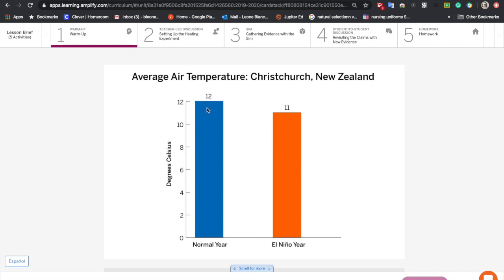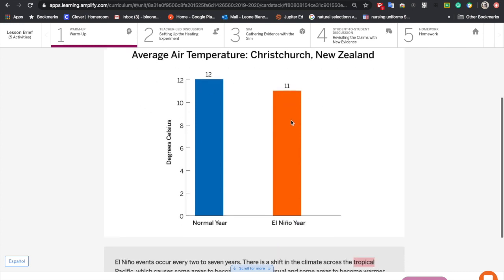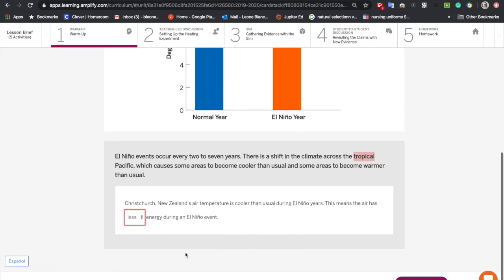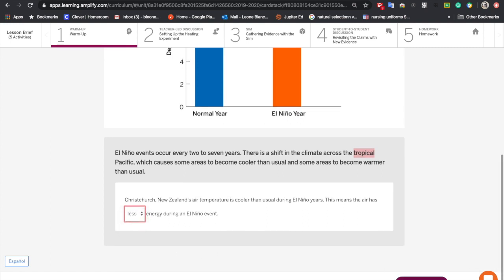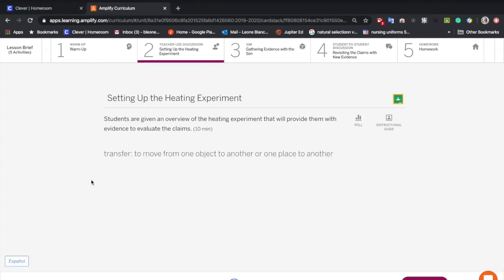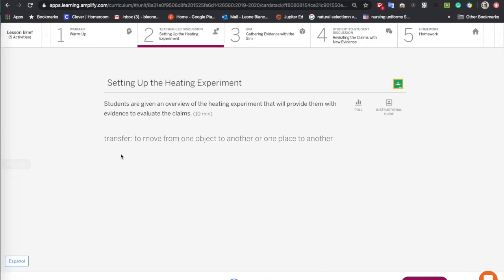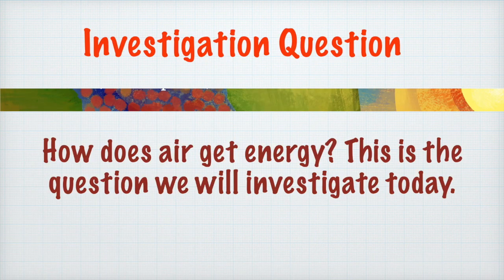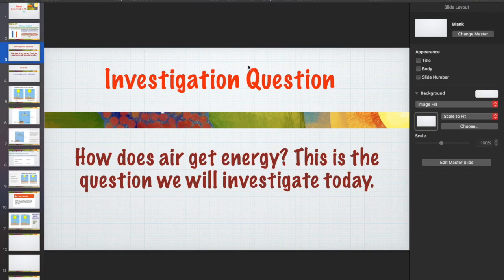So if we're seeing that it goes from 12 to 11, which is going down, becoming cooler, it would indicate that there is less energy. When you're done with that, I would like you guys just to click on next activity. I'm going to go back to my slides right over here, and we're going to move on to this. So we're going to be doing an investigation question, and sorry about that.